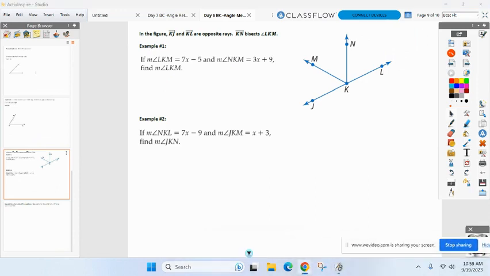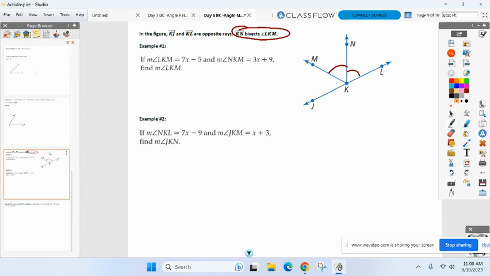This diagram, you are told that KN bisects LKM, and remember, the definition of a bisector is that it cuts an angle into two congruent angles. So that's why many of you have these arc marks there, because you know KN is a bisector. So those two angles are congruent. We did example one. Now we're on to example two.